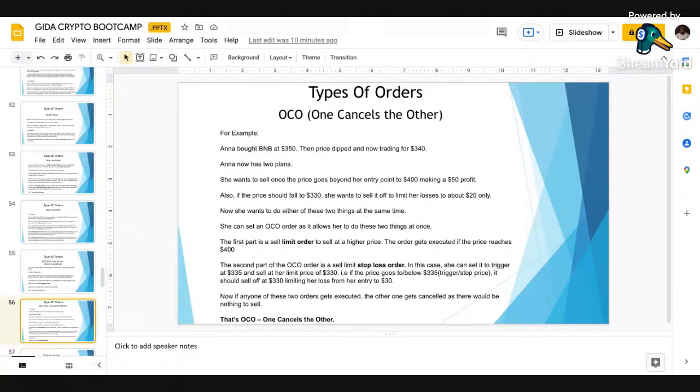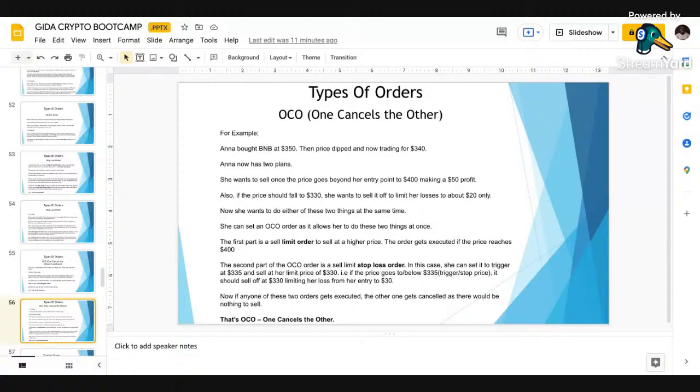That's the meaning of trigger or stop price. So if she sets her trigger price at 335, if it gets to 335, trigger and say sell at 330 if it keeps falling. If it keeps falling and gets to 330, it now sells. Do you understand? That is, if the price goes to or below 335, which is our trigger or stop price, it should sell off at 330, limiting her losses from the entry to just $30.